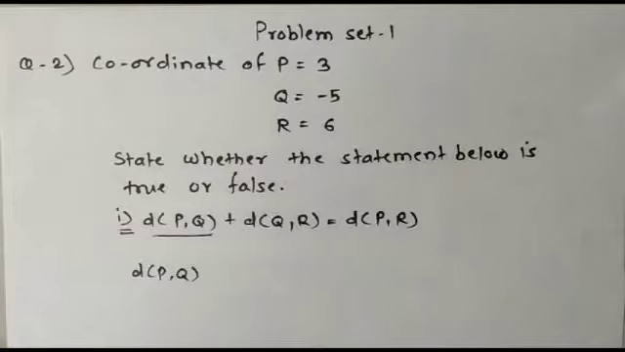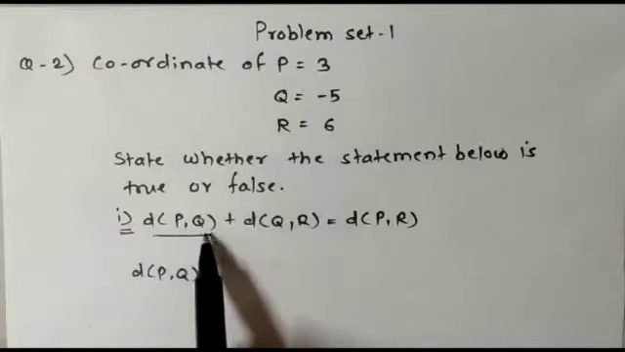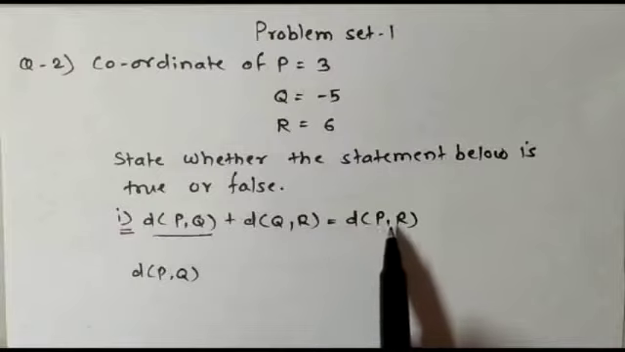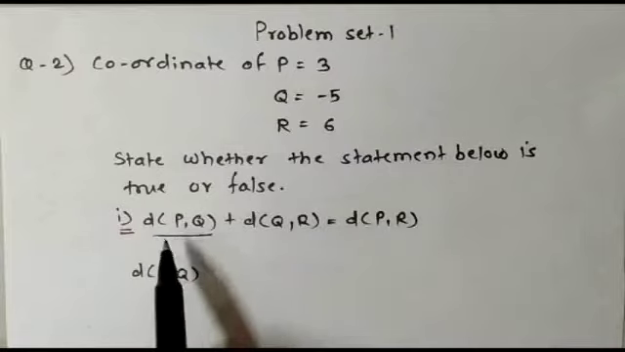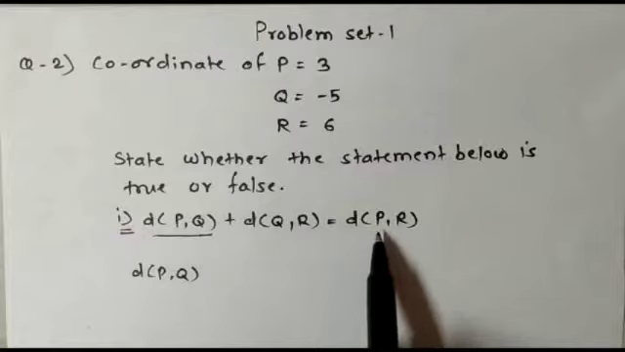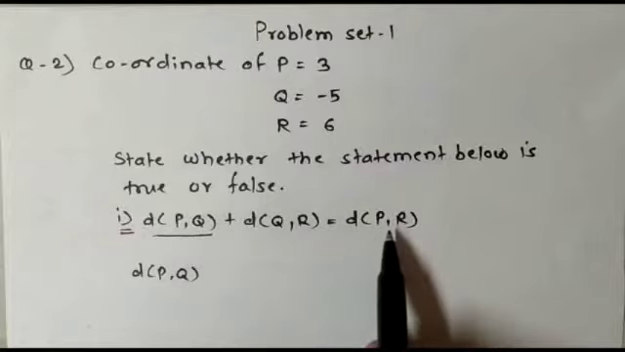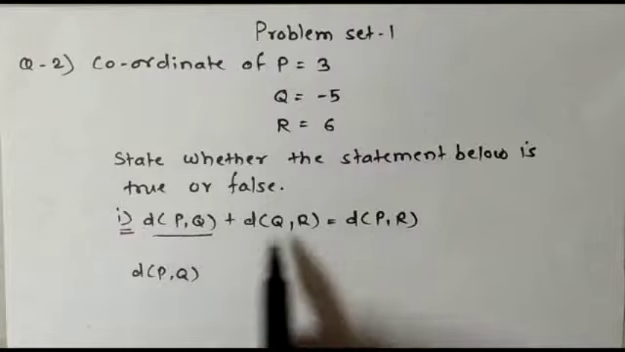The question says, the coordinate of point P is 3, the coordinate of point Q is negative 5 and the coordinate of point R is 6. State whether the statement below is true or false, and the statement given is the first one among 4 sub-questions. The statement is distance PQ plus distance QR is equal to distance PR. To check whether it is true or false, we have to solve LHS and RHS. That means we have to find these distances.